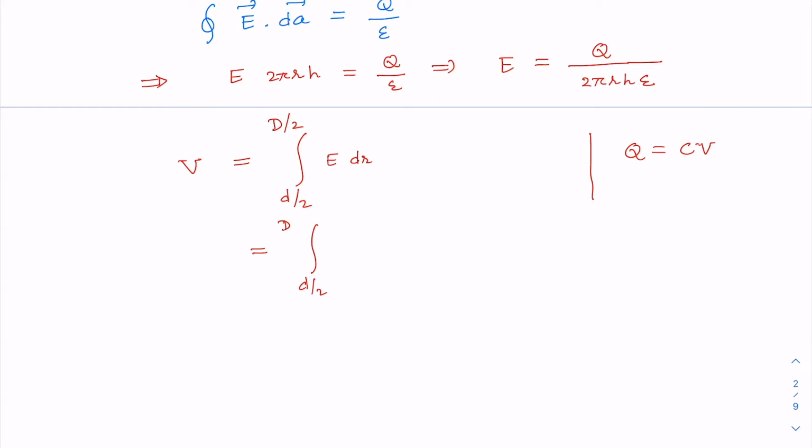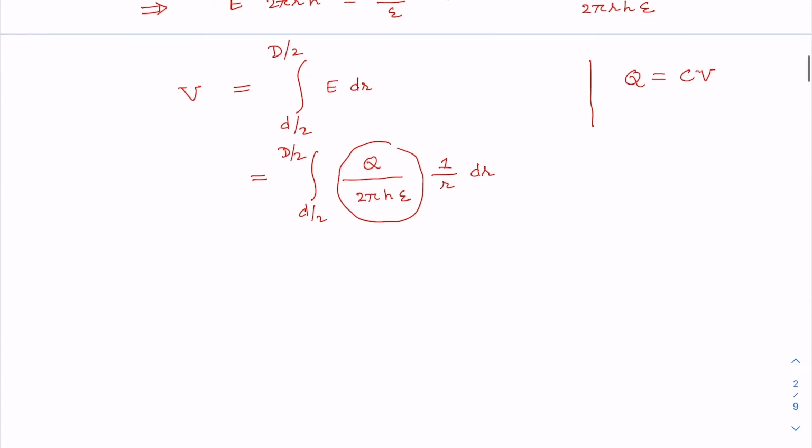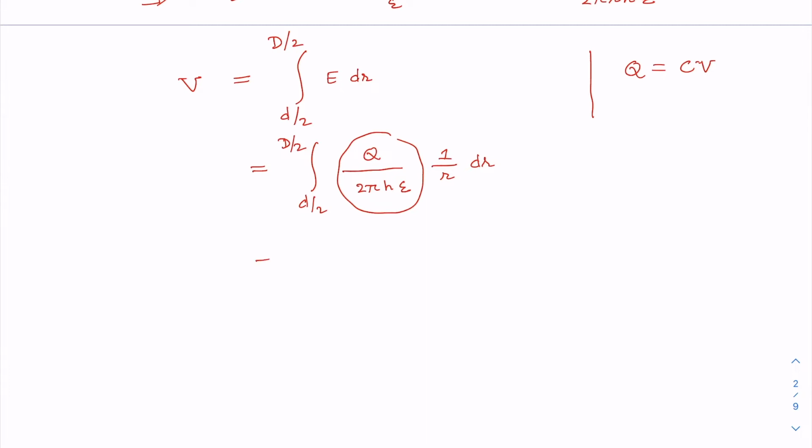If I put in the expression for the electric field, it is Q by 2 pi h epsilon times the integral of 1 by r dr. This Q by 2 pi h epsilon is a constant term, so I can take it out, and the integral of 1 by r dr is the logarithm of r. If I put in the limits, you will get this expression very easily, very straightforwardly. You will get Q by 2 pi h epsilon times the logarithm of capital D by small d.